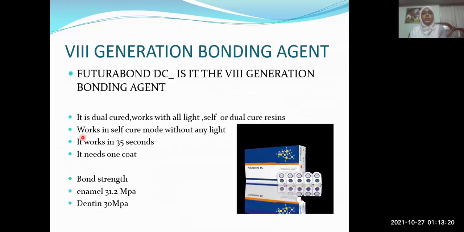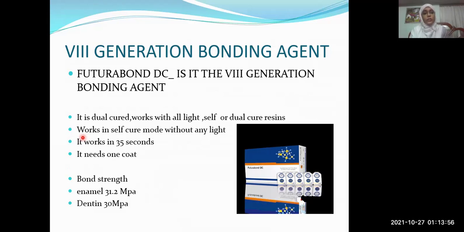Then comes the 8th generation bonding agents like Futurabond DC. The main advantage of this 8th generation bonding agent over the 6th and 7th is that it is dual cure, and you can use it along with light cure, self cure, or dual cure resins. It does not need 3 coats; just 1 coat is enough. So all the disadvantages are overcome with this 8th generation Futurabond DC, where you apply it as 1 single coat and 1 single material, and you can use it for light cure, self cure, dual cure, for anything.